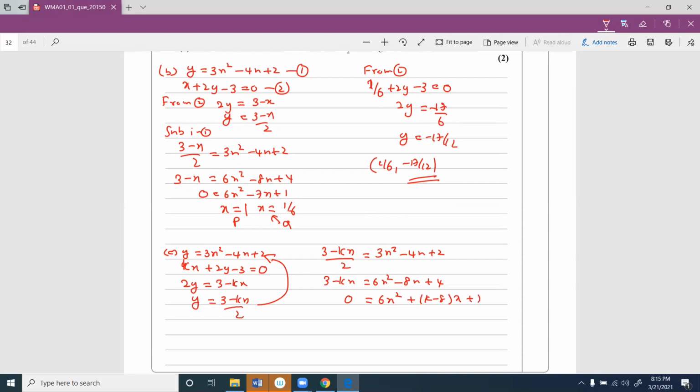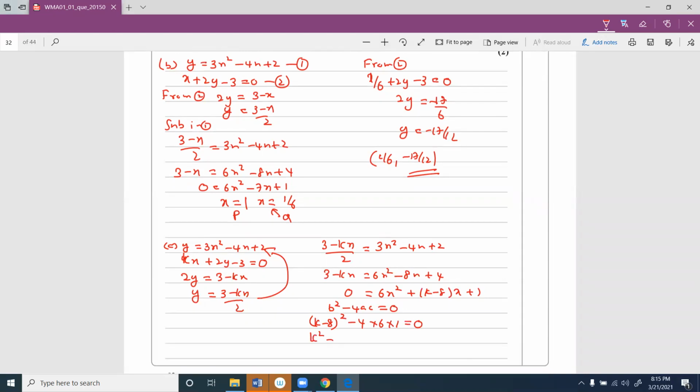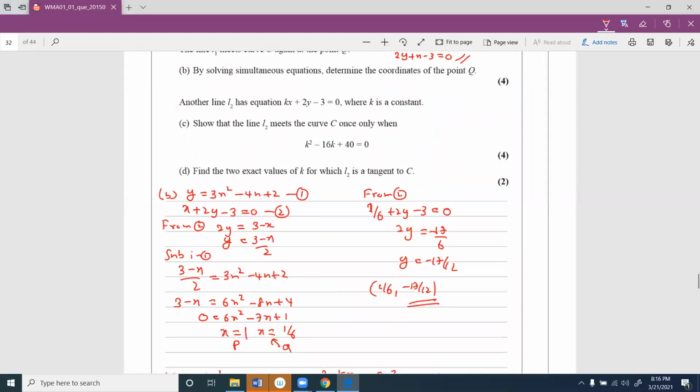Now they mention it meets only once. That means only one intersection, which means only one solution. For a quadratic equation, one solution means we know the test of discriminant, b squared minus 4ac, should equal 0. That means (k minus 8) squared minus 4 into 6 into 1 equals 0. If you simplify this, you get k squared minus 16k plus 64 minus 24 equals 0. K squared minus 16k plus 40 equals 0. I think that is what they want to show.